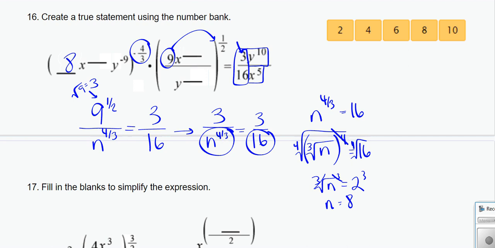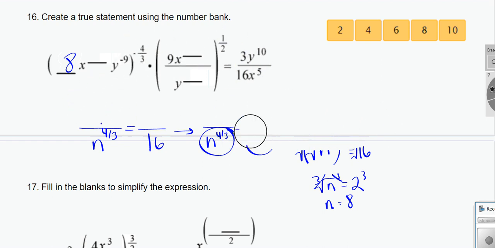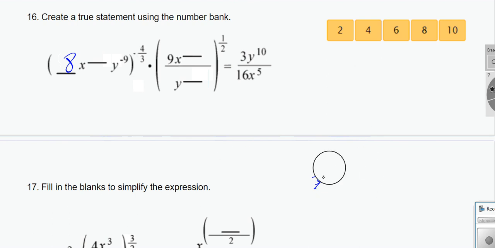Alright, let's look now at the y values. We'll save the x values for the end because they're the most difficult. Okay. So, what do we have for the y's? We have a y to the negative 9 that's being raised to the negative 4/3. So what do we do to those exponents?